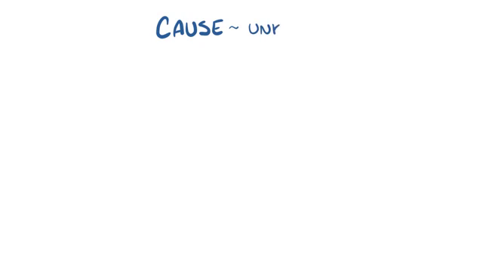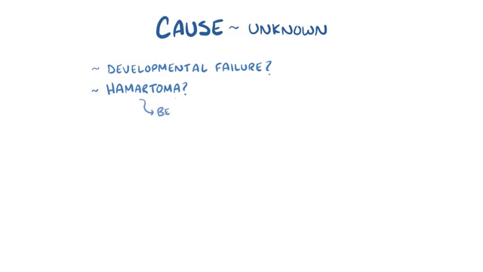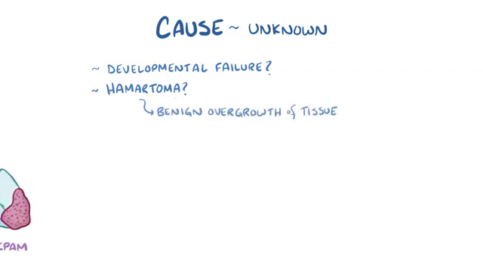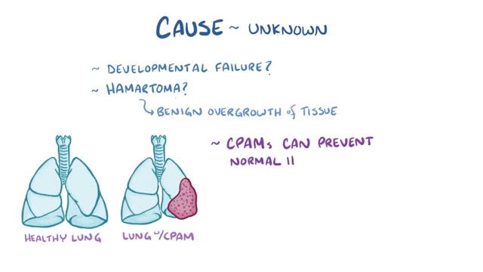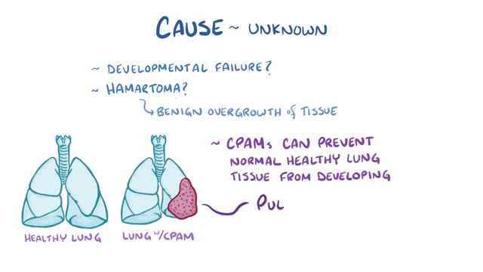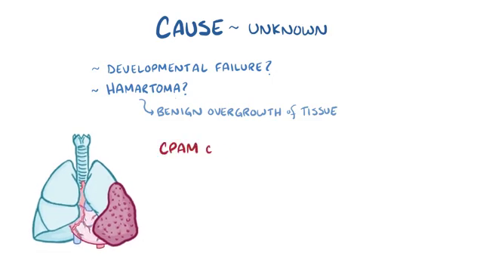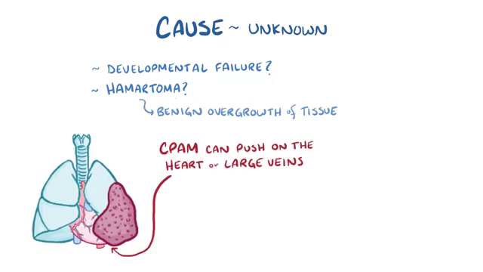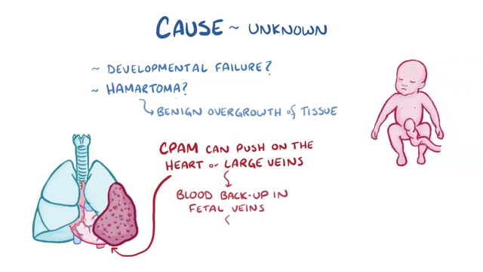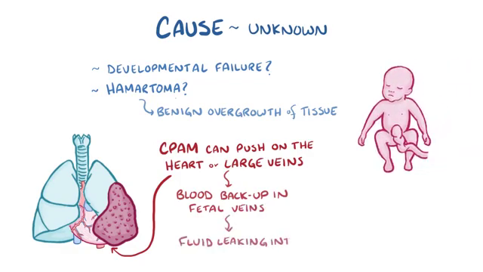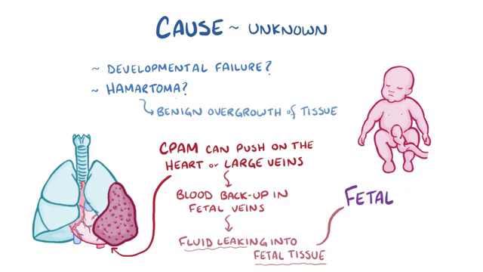The cause of CPAMs isn't known. It isn't even known whether they're a developmental failure or if they're a type of hamartoma, which is a benign overgrowth of tissue. Sometimes the growing CPAM can prevent normal healthy lung tissue from developing, causing pulmonary hypoplasia, which is underdevelopment of the lungs. Also, a CPAM can push on the heart or large veins, causing blood to back up throughout the fetus's veins. When that happens, fluid can start to leak into the fetal tissues, a condition called fetal hydrops. Whether or not any of this happens largely depends on the size and location of the CPAM.